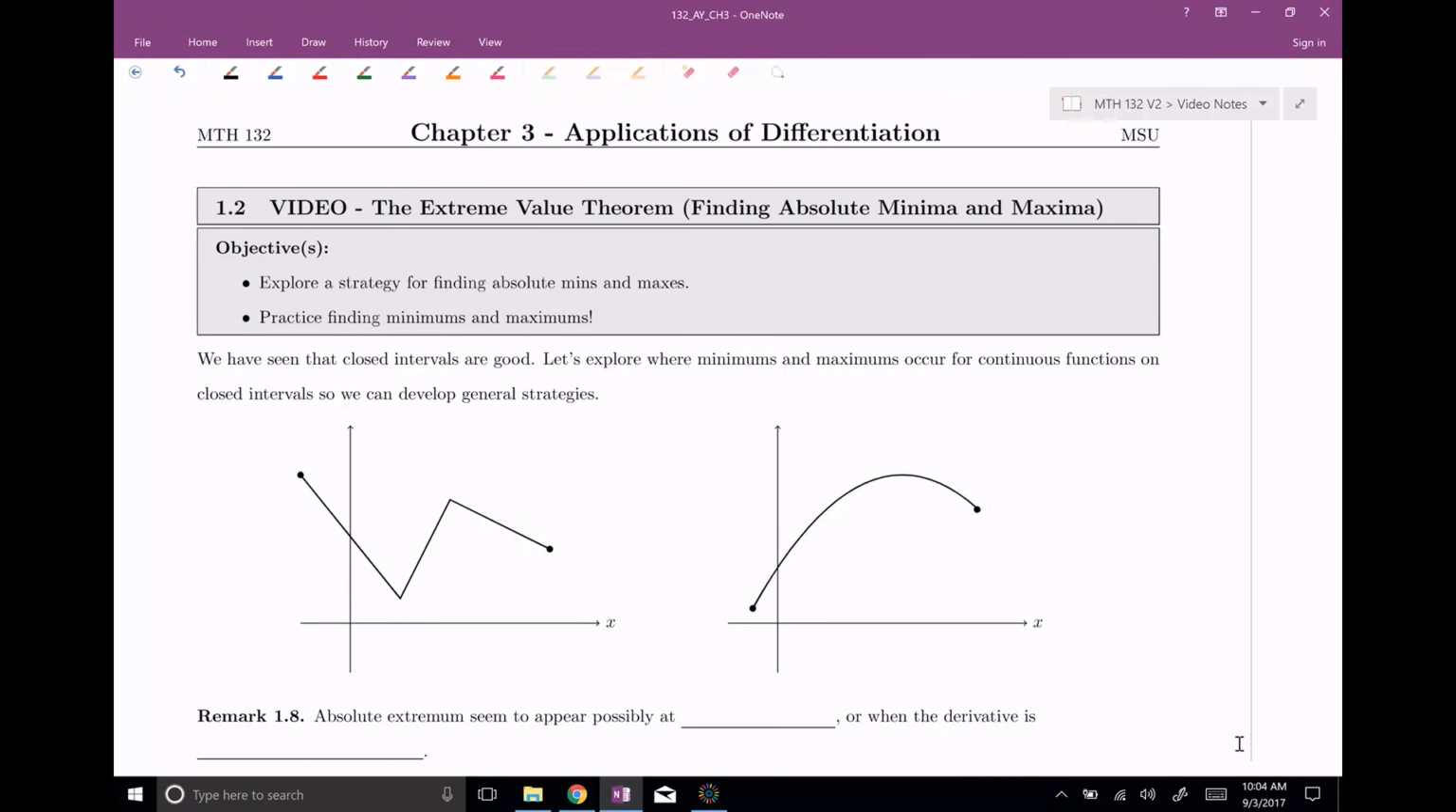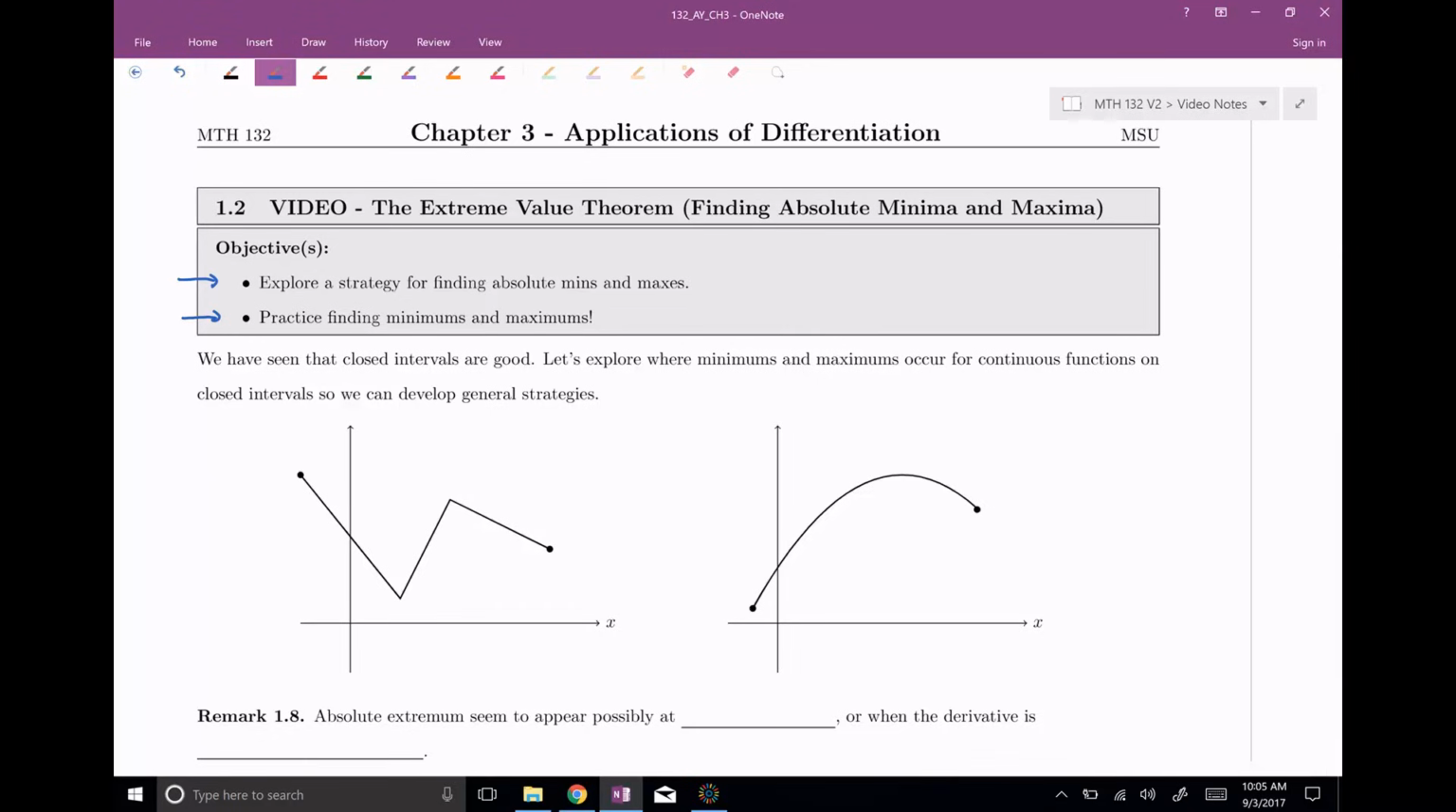This is about the extreme value theorem, and really it's about how do we find absolute minima or maxima, right? And so that's our main objective here, is that we'd like to explore a strategy, try to figure out a technique for finding absolute minimums and maximums, and then of course once we have a technique, well, let's practice using it.